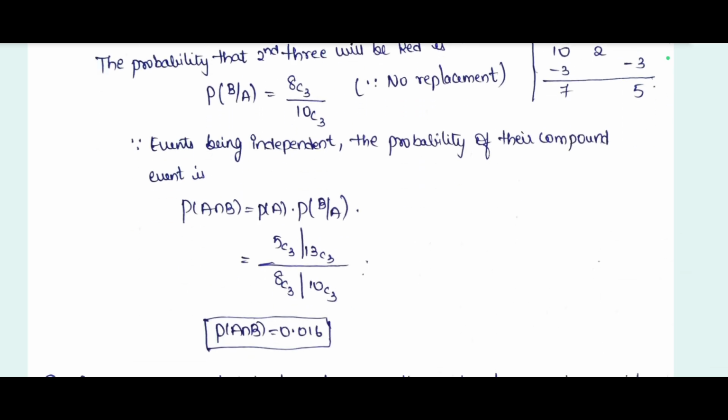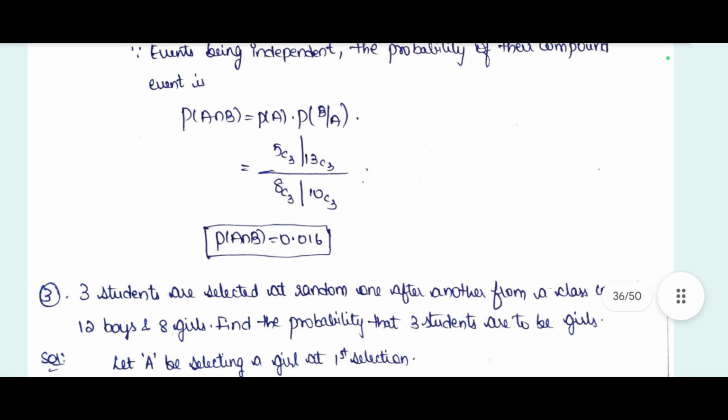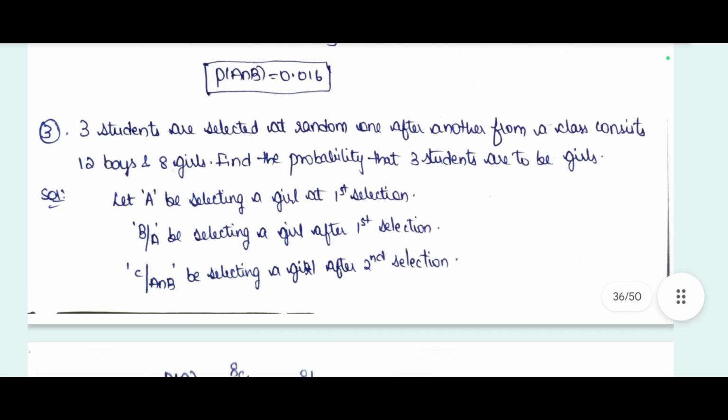The probability of their compound event, probability of A intersection B, is equal to probability of A into probability of B given A. Hence we got the probability of A intersection B value as 0.016.